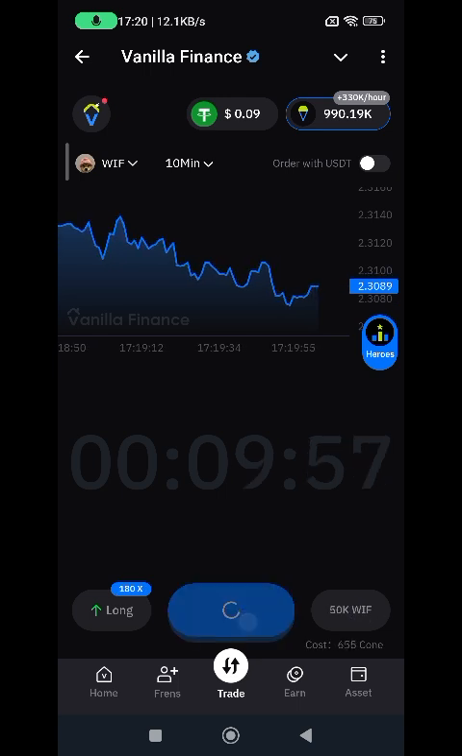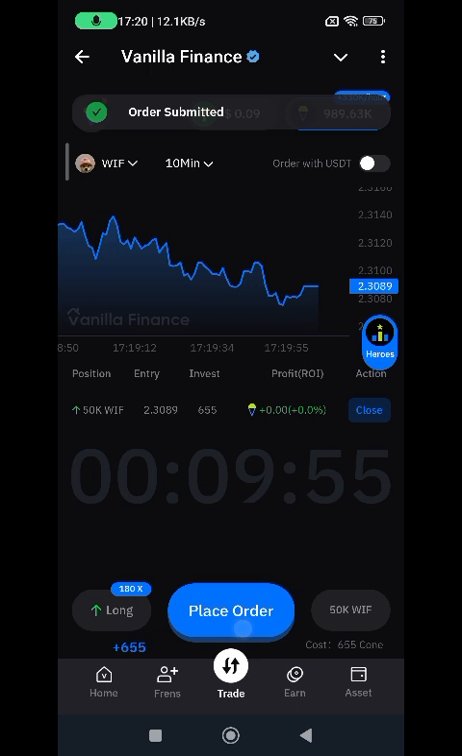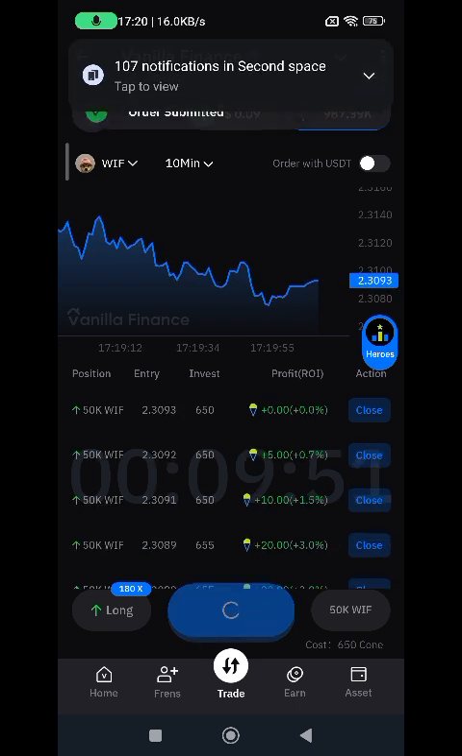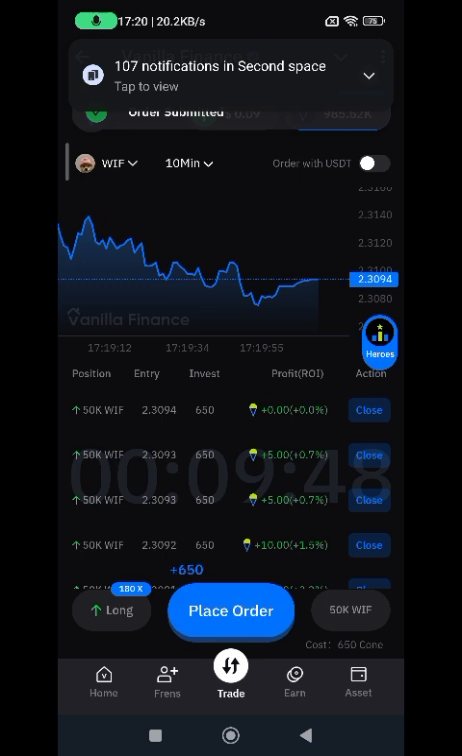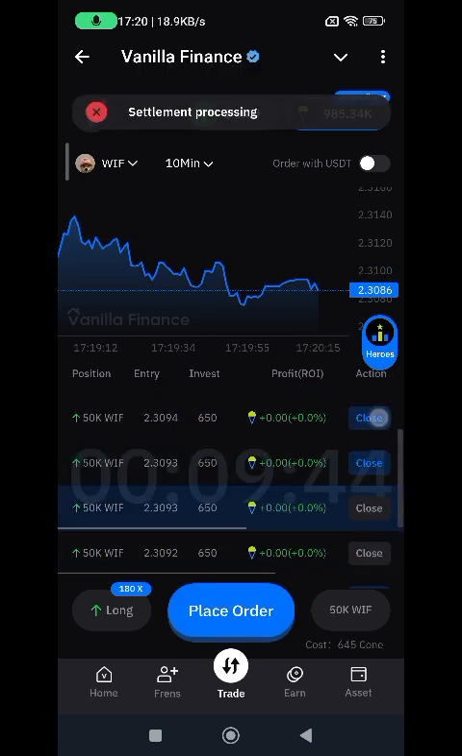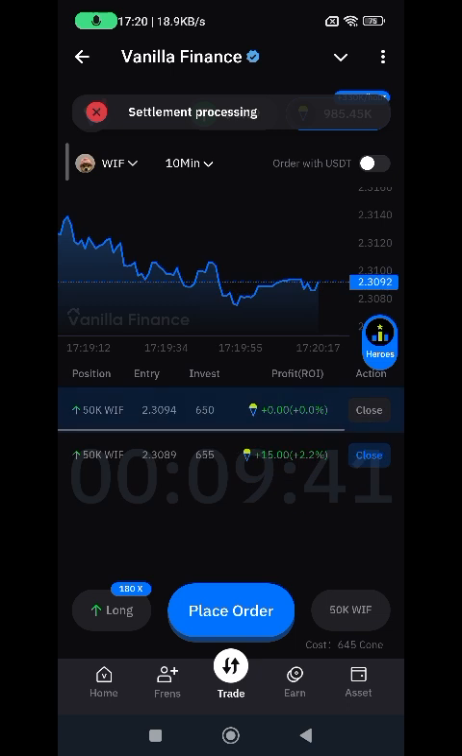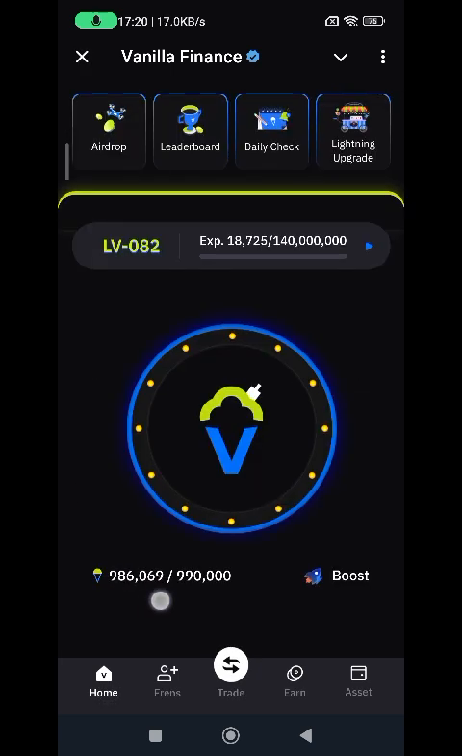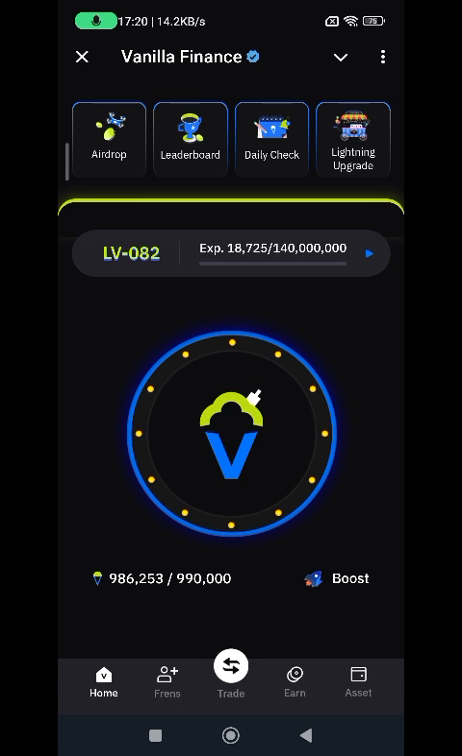Okay, so let me do this. 650, 650, 650. So I'm actually about to waste about 6,000 coins. Okay, I'm about to waste 6,000 coins. Now you can see my account balance is 986,000. So this is what this refill can do.